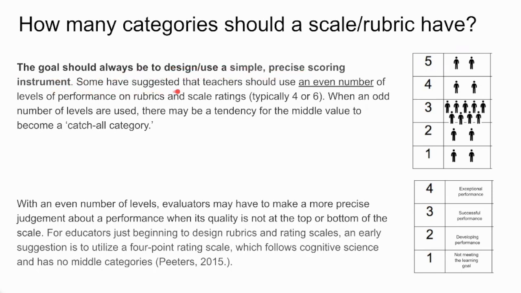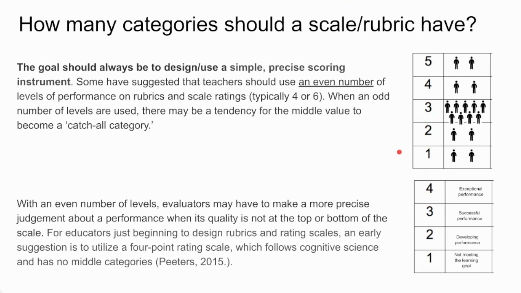Now, some have suggested that teachers should use an even number of levels of performance in rubrics and scale ratings, typically something like 4 or 6, because when an odd number of levels are used, there may be a tendency for the middle value to become a catch-all category. So for example, if we took 17 student assignments and evaluated them, we might find that we have a hard time determining whether each performance is poor or strong, and instead place many of them in the middle category, making it more difficult for us and them to know, am I producing quality work or does my work need improvement?